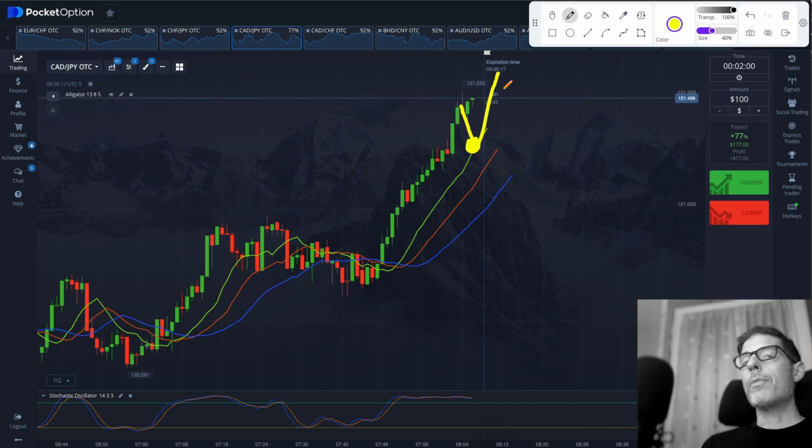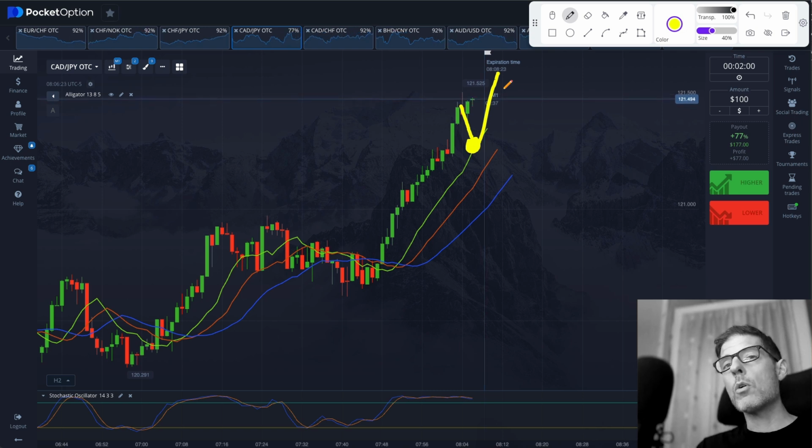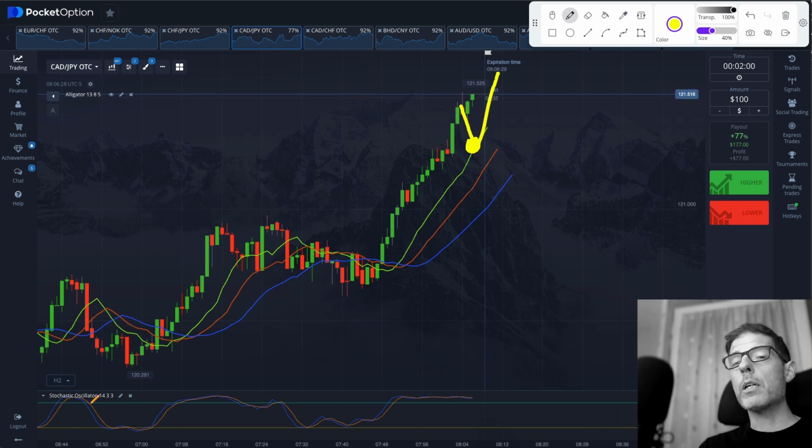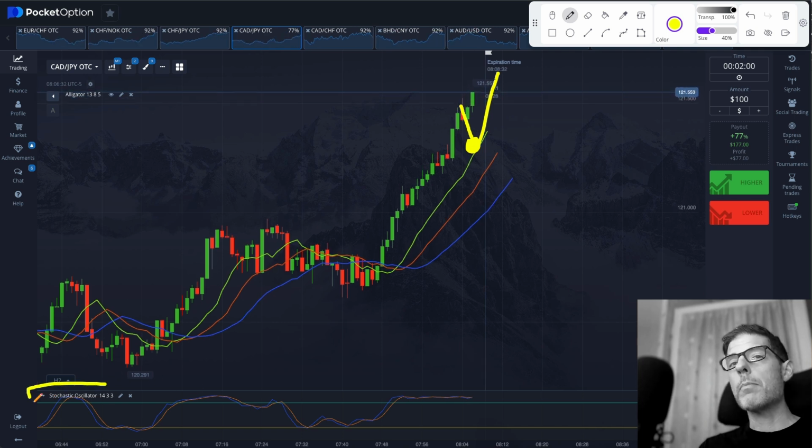Okay, so that's how the alligator indicator and the strategy works, and it also goes hand in hand with the stochastic oscillator, which I'm going to make another separate video on, because I think this is probably my favorite indicator out of all of them.